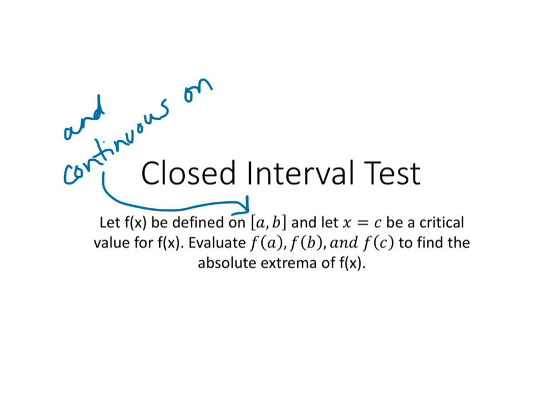Next, we need to find the critical values on that closed interval, and that is the location c where f prime of c is equal to 0, where the first derivative equals 0, and that allows us to find the local maximum and the local minimum values.